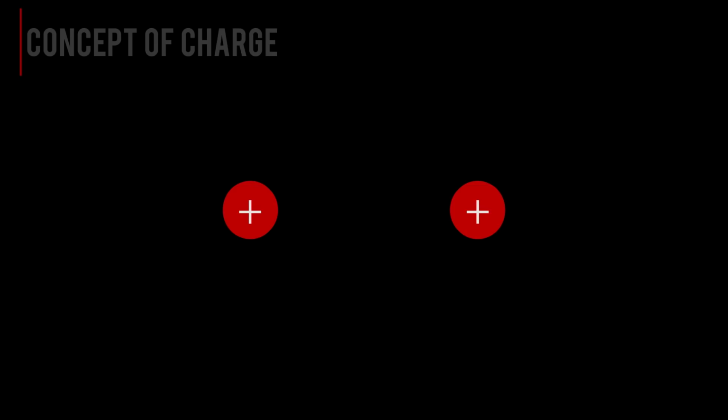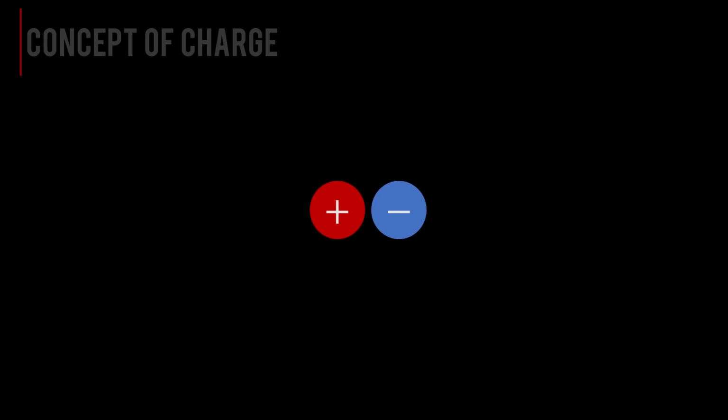So to start with Coulomb's law, let's look at the concept of charge. We're familiar with the idea of charge. We have positive charge and negative charge, and we know that likes will repel. In this case, we have two positive charges. These are going to repel each other. And we could see the same thing if we had two negative charges. These would also repel each other. But opposites are going to attract, and so if we had a positive charge and a negative charge, these would attract one another.